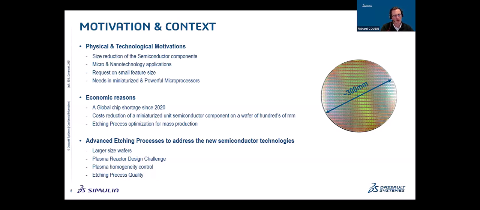And of course, as soon as we are going to miniaturize these components, there are also economic reasons. First of all, there is a global chip shortage since 2020, and then the mass production needs to be optimized in order to really provide something which is first accurate but efficient at the same time. And this requires advanced etching processes to address the new semiconductor technologies, such as larger size wafers, plasma reactor design challenges that we have to face, plasma homogeneity control, and a better etching process quality that we need also to consider.